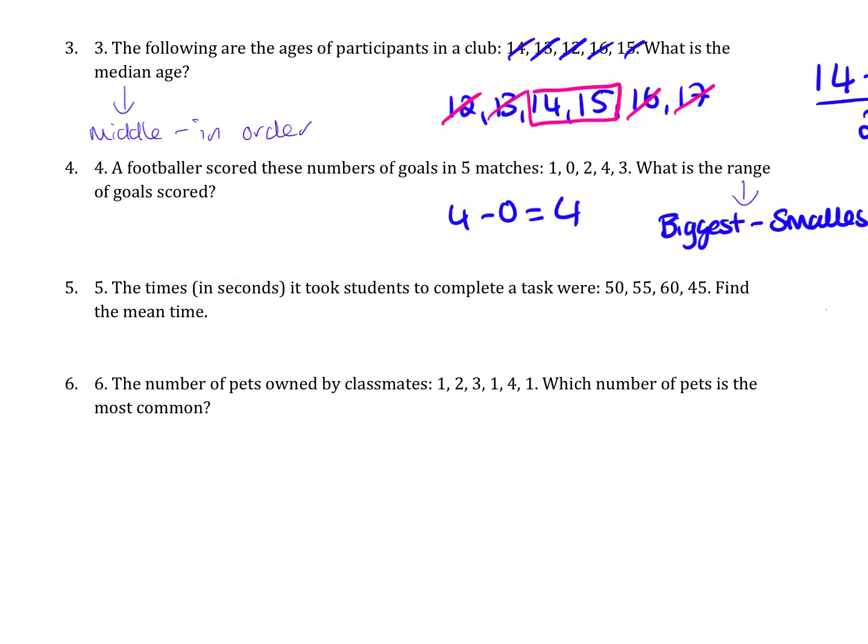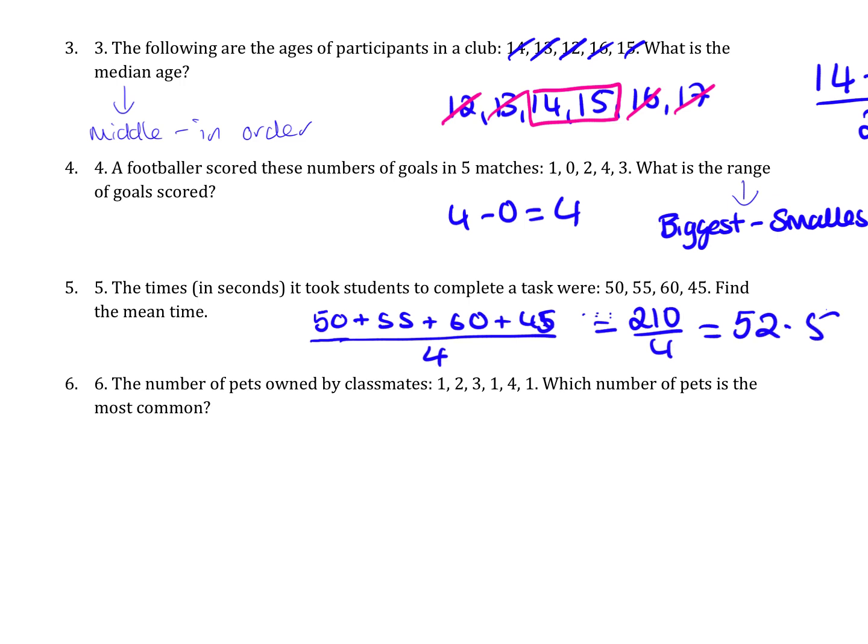Okay, Holly, so the time in seconds it took students to complete a task was 50, 55, 60, 45. Find my mean time, right? Tell me what to do. Do 50 plus 55 plus 60 plus 45. And what do I have to do with those once I've added them? You get 210 over 4 because there's 4 numbers. Good, so I'll add all of them and divide by 4. And when I do that, what will I get? 52.5. Perfect, excellent.